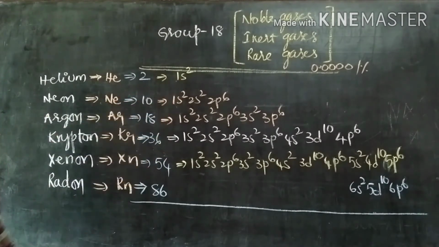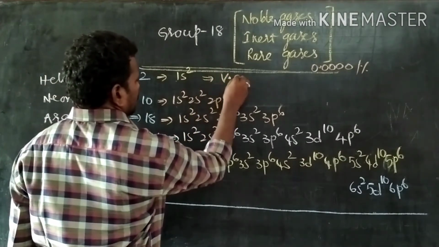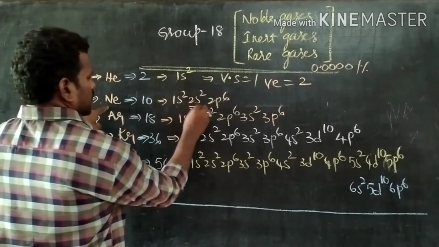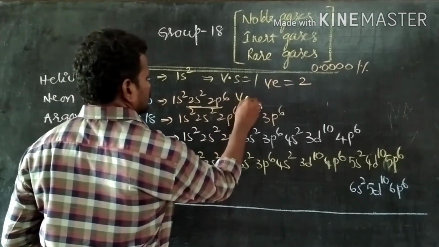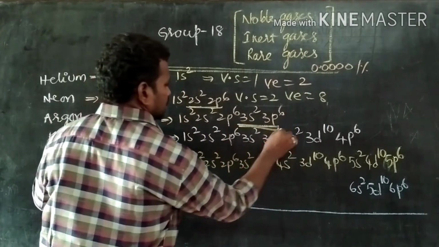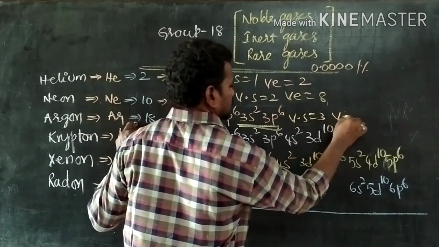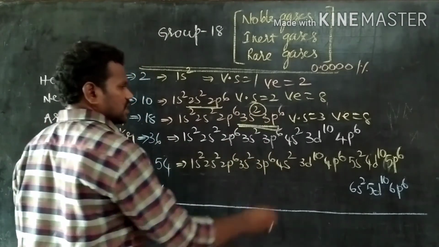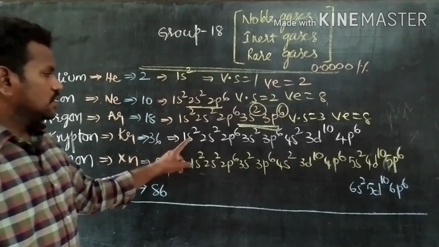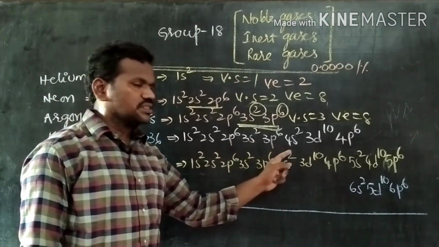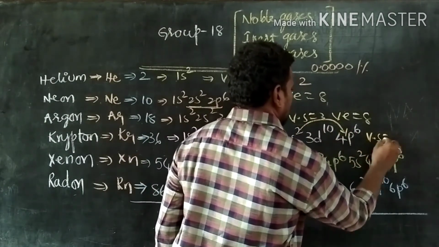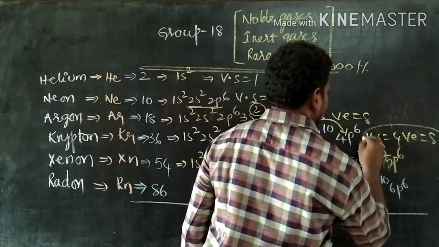Now, if we go on writing the electronic configuration, helium is 1s2. See, here the valency shell is 1 and the valency electrons are 2. Coming to neon, 1s2, 2s2, 2p6 we can write. Here the valency shell is 2, valency electrons are 8. Argon, valency shell is 3, valency electrons are 8. 2 electrons are from the s orbital, 6 electrons from the p orbital. Now come to krypton, atomic number 36: 1s2, 2s2, 2p6, 3s2, 3p6, 4s2, 3d10, 4p6. By rearranging, we get the valency shell as 4, valency electrons are 8.